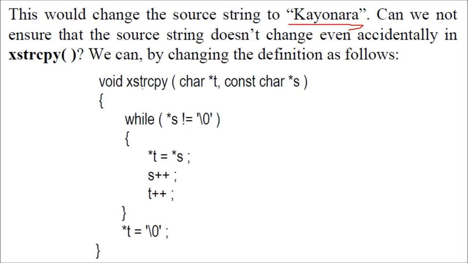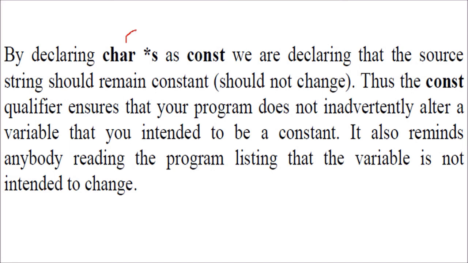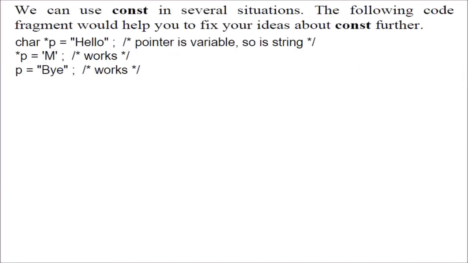For that, we'll make certain changes to xstrcpy. We'll put a const here, and then the things remain the same. Now, even if somebody accidentally wants to change the source, it will not happen. Now this declaring of char star as const, we have made it const. We can use const in several situations where it can be used. Now let us see how to use this const in various scenarios.